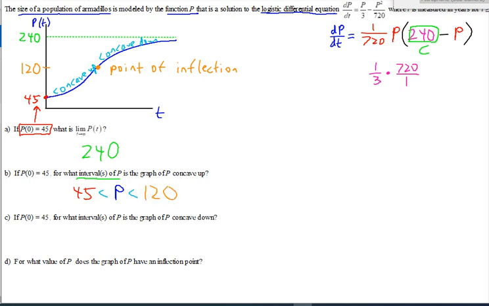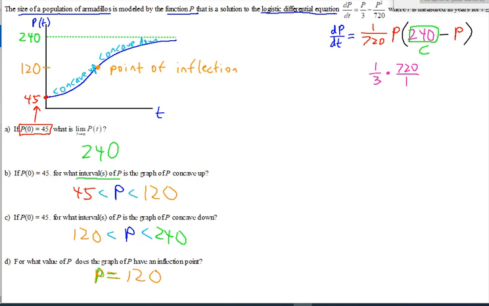And then for what intervals is the graph of p concave down? Well, you can see it's concave down from 120 to 240. So you say 120 is less than p, which is less than 240. And then it says, for what value of p does the graph of p have an inflection point? We can see that occurs at p equals 120. So those are some of the questions you could ask, and by looking at the graph, you can easily see what all of those would be.